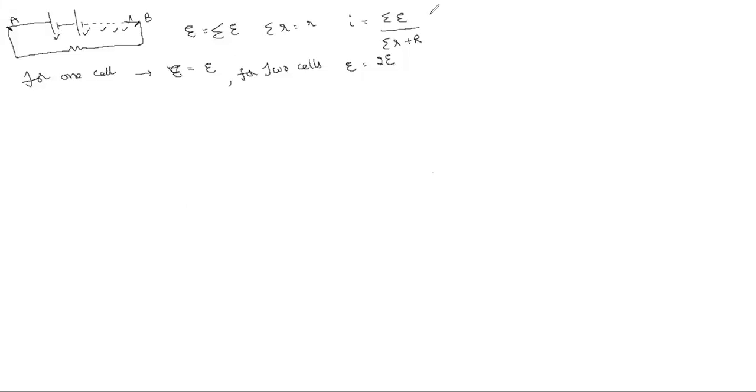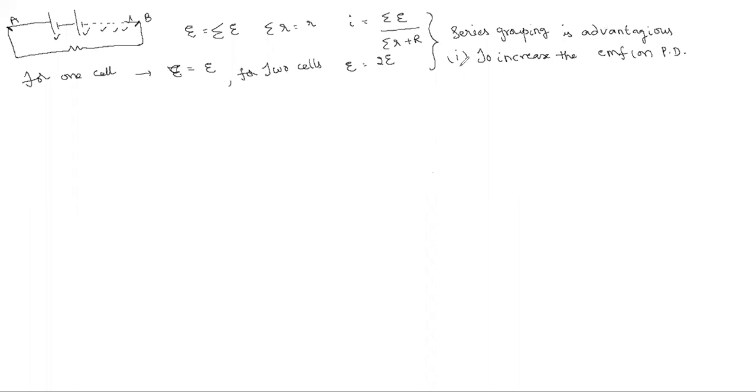So can we conclude from this concept that the series grouping of cells is advantageous for what purpose, if they ask? Number one, advantageous to increase the EMF of the cell, or EMF or potential difference. Anything wrong in my point?